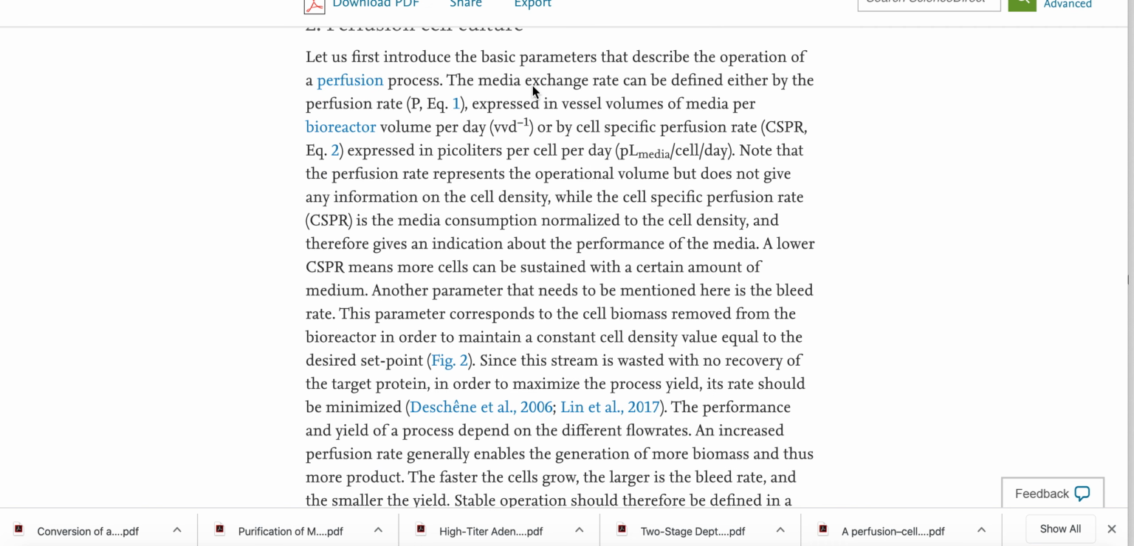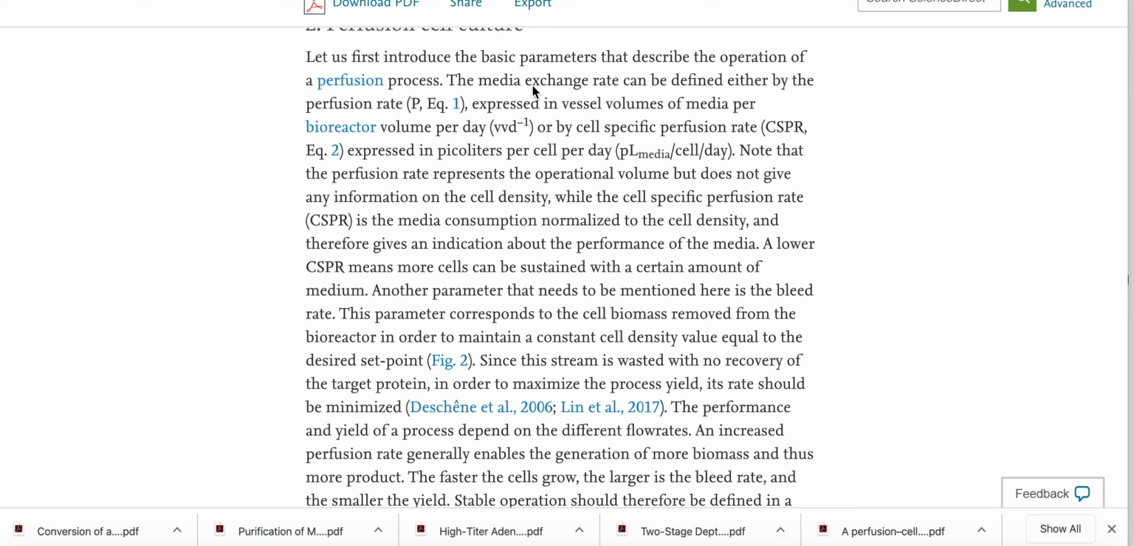Let us first introduce the basic parameters that describe the operation of a perfusion process. The media exchange rate can be defined either by the perfusion rate expressed in vessel volumes of media per bioreactor volume per day or by cell specific perfusion rate. These are the two exchange rates that you have to consider.